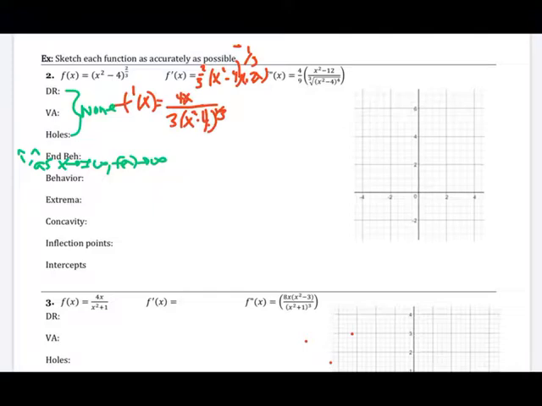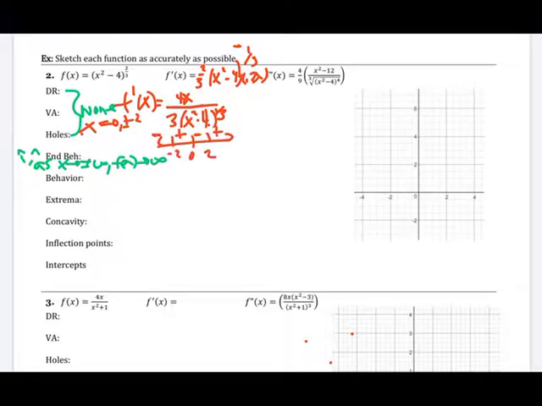So there's our first derivative, 4x over 3 times the quantity x squared minus 4 to the power of 1/3. That's going to be undefined when x is plus or minus 2, and it's going to be 0 when x is 0. So that gives us our critical values: 0 and plus or minus 2. We can put those on our number line to analyze the behavior of our function.